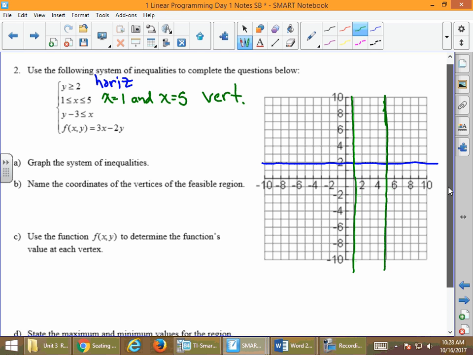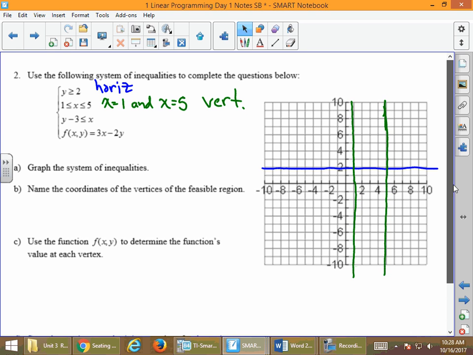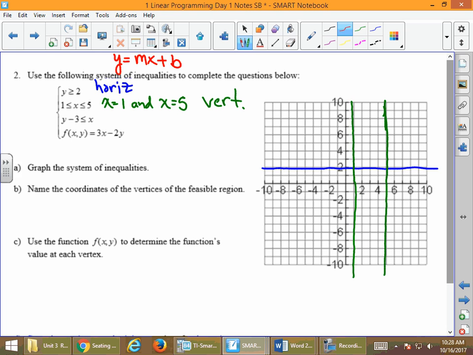So that leaves us with our third inequality. And for our third inequality, we need to go back and put that into slope-intercept form. Just a reminder that slope-intercept form is y equals mx plus b. In other words, we're going to be solving this inequality for y. And the inequality that I'm speaking about is y minus 3 is less than or equal to x. So we don't have to do too much work, but we're going to add 3 to both sides. And we get y is less than or equal to x plus 3.